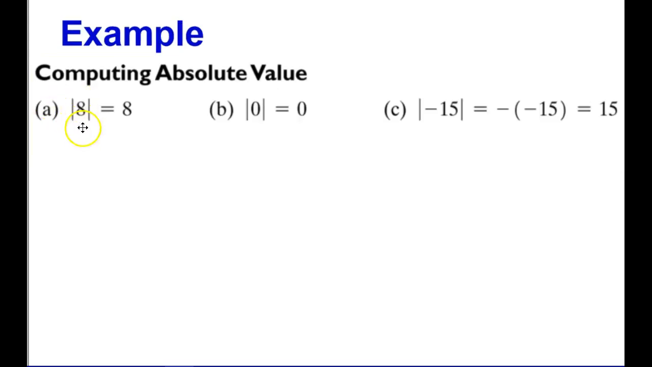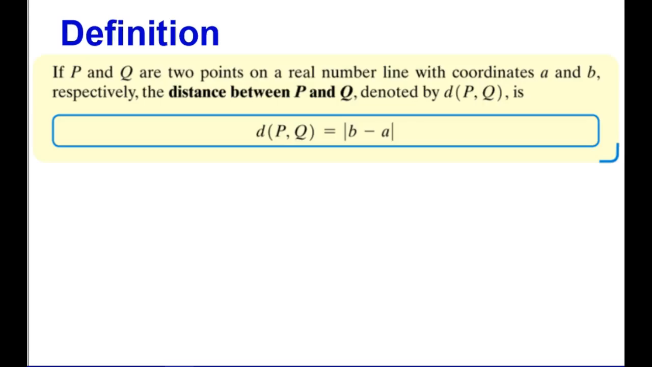So here's my absolute value. The absolute value of 8 is 8 because I'm 8 steps away from 0. Let's look at this. If I am looking at the absolute value of negative 15, I know that I am 15 steps away from 0. Even though I'm on the left this time, I'm still 15 steps away. So my answer there would be 15.